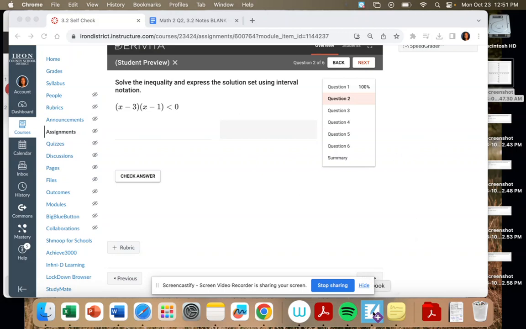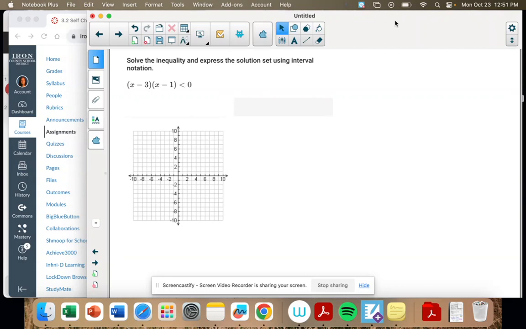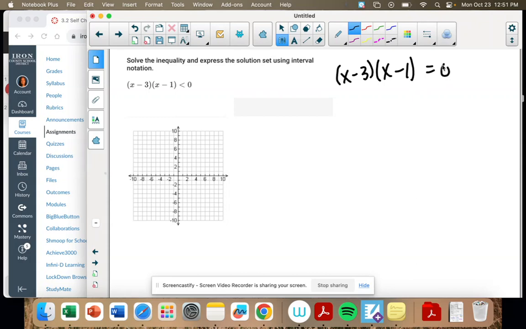All right, question 2. We have an inequality again. We're solving it and putting the solution in interval notation. So step 1 is you want to solve it as if that's an equal sign and not an inequality sign. And that tells you your intercepts, your points that you need to use. So I'm going to set each factor equal to 0 and solve.